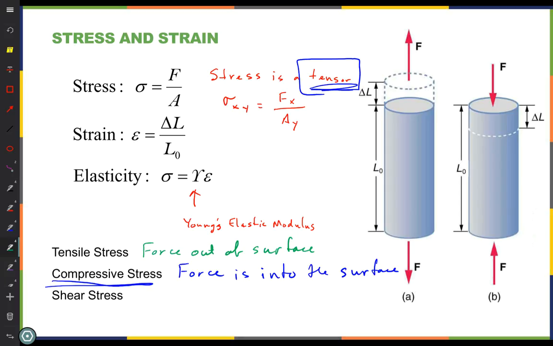And the final type of stress is the shear stress. So once again, if I have the Gorilla Glue in my hand, I glue it to the table, and I try to slide my hand sideways, then I have what we call a shear stress, where the force is perpendicular to the normal, or the force is in the plane of the surface.